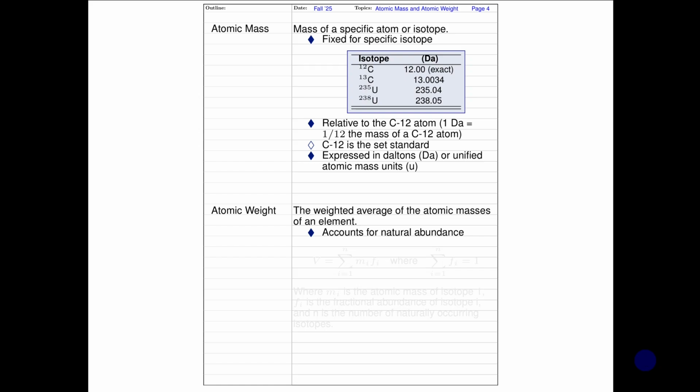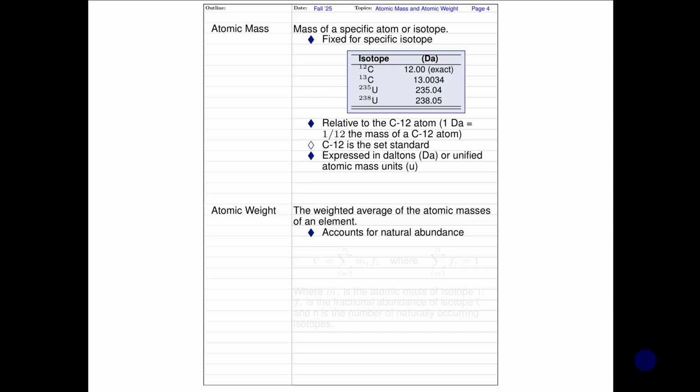Natural abundance is the percentage of a particular isotope present in a naturally occurring sample of an element on Earth. The isotopes of a given element are not equally distributed, or they exist in unequal quantities where some isotopes are naturally more abundant.